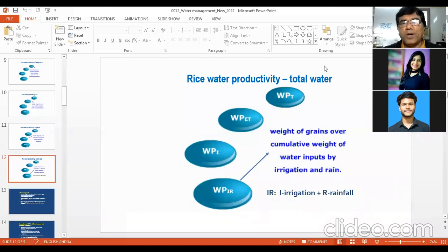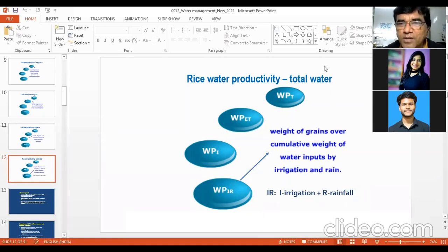Okay. So water productivity is a much broader term, which primarily focuses on the grain produced or biomass produced per unit of water applied. And water use efficiency mainly focuses on use of the water. What proportion of water, whatever you have applied, what proportion of that has been actually used by the plant, and how much grain is produced per unit of that actually used water.